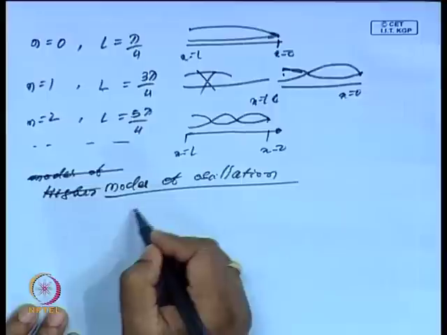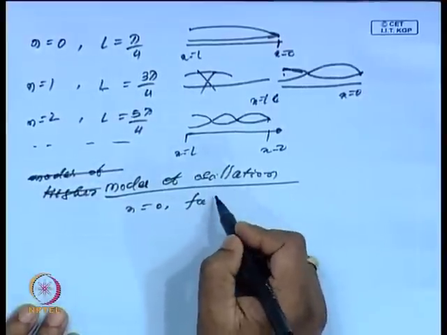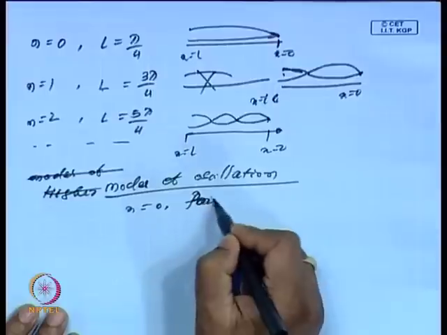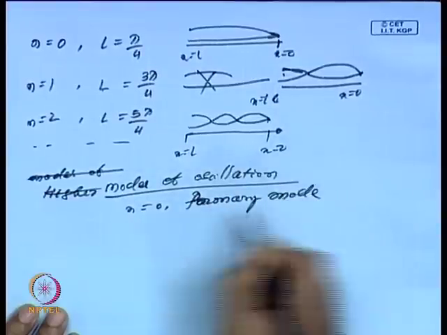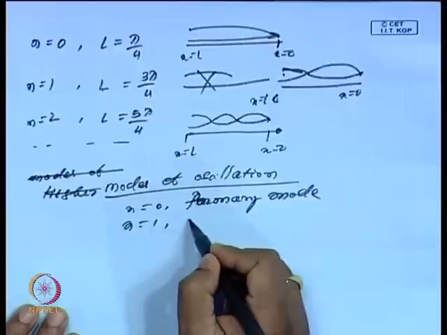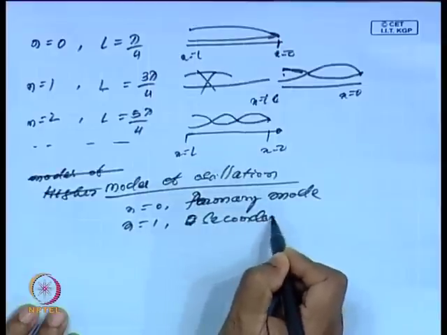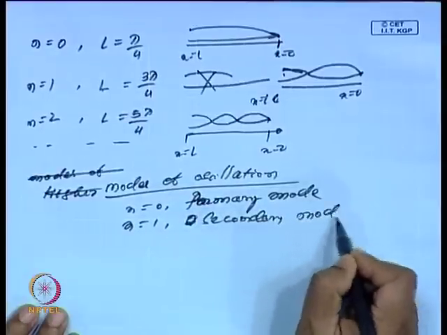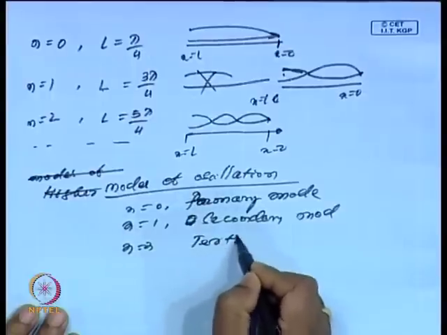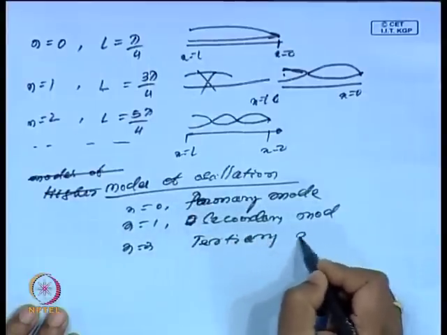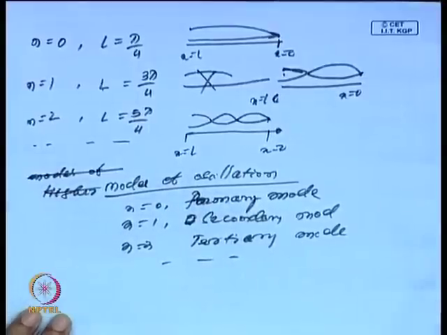And in this case, when n is equal to 0, we call it the fundamental or primary mode of oscillation, then n is equal to 1 is called secondary mode, n is equal to 3 is called tertiary mode, and so on. So, these are higher modes of oscillation.